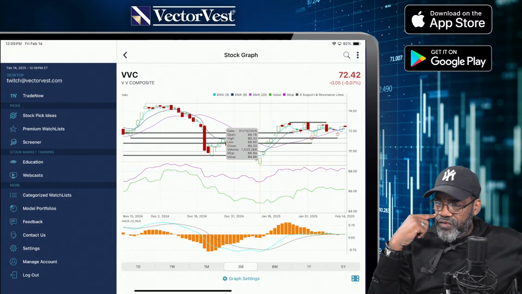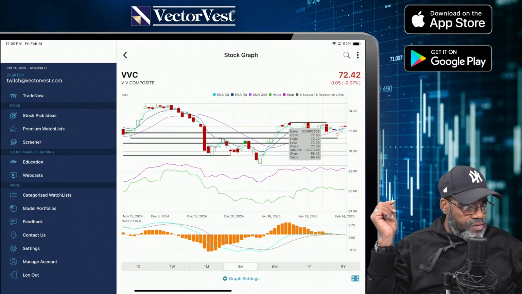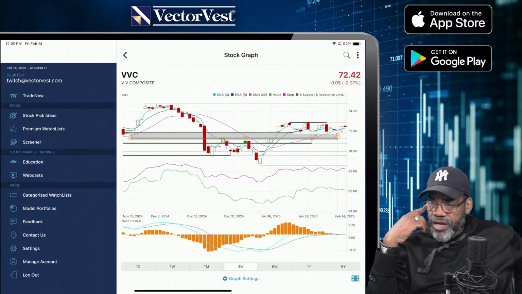I see a market moving sideways, not up. And I see that right here, too. There's a level of resistance right there, a level of support right there, and the market is in the channel.